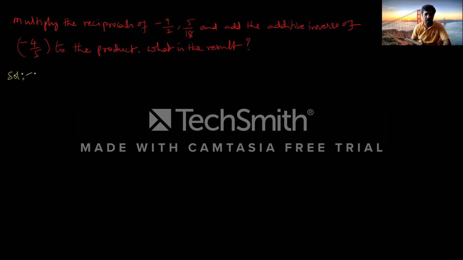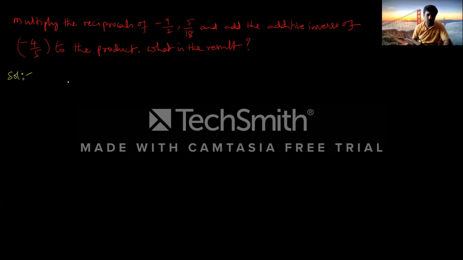Read the question properly and try to understand it. Multiply the reciprocals of minus 9 by 2, 5 by 18. So we have to take first reciprocals of minus 9 by 2 and 5 by 18. We should multiply the two numbers and add the additive inverse of minus 4 by 5. We should take the additive inverse of minus 4 by 5 to the product. This additive inverse we should add to the product of these two numbers. What is the result? I think you understood the question.